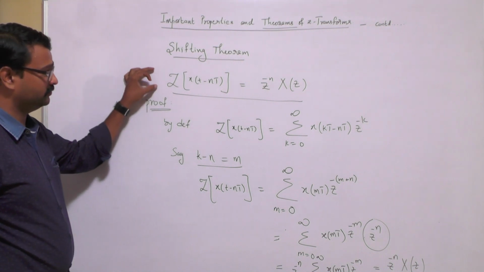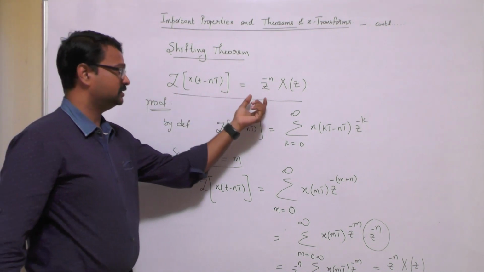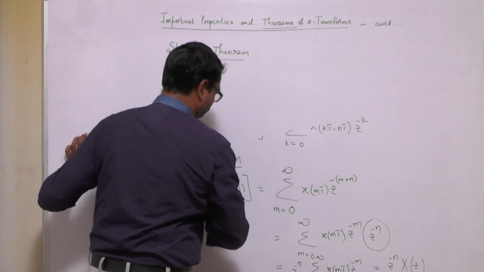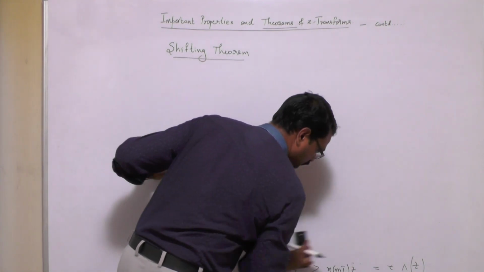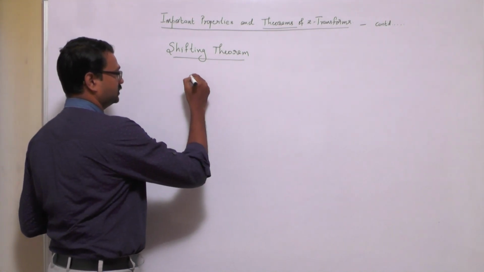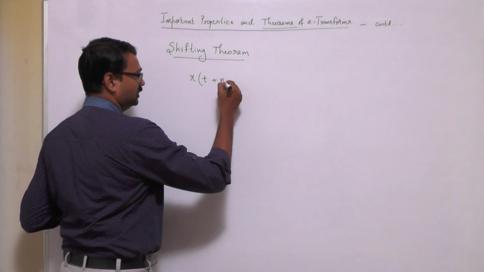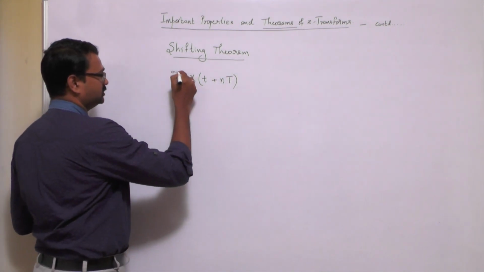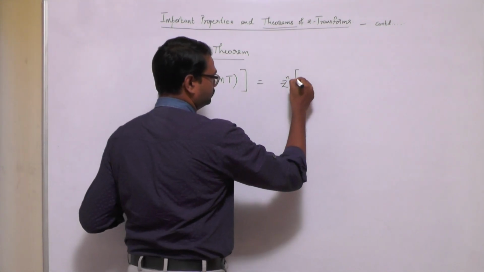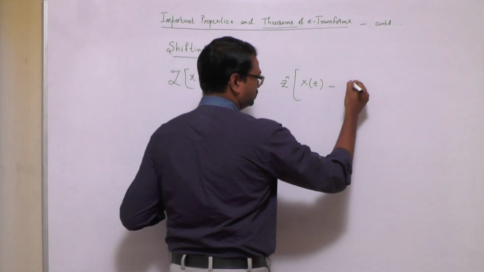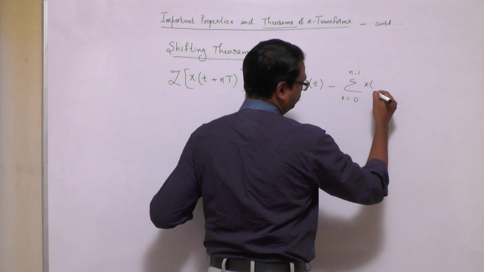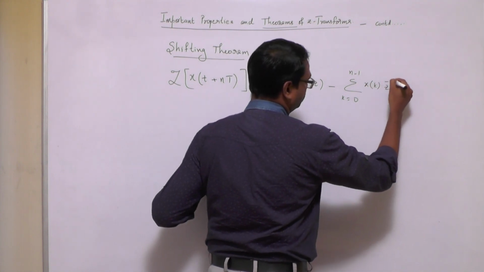That is, z transform of any time delayed function is z power minus n x of z. Now we will see a time advanced function. Hope you all have understood the proof for the time delayed function. Now we will consider any time advanced function x of t plus nt. What is the z transform of x of t plus nt, which is nothing but z power n x of z minus sigma k is equal to 0 to n minus 1 x of k z power minus k.